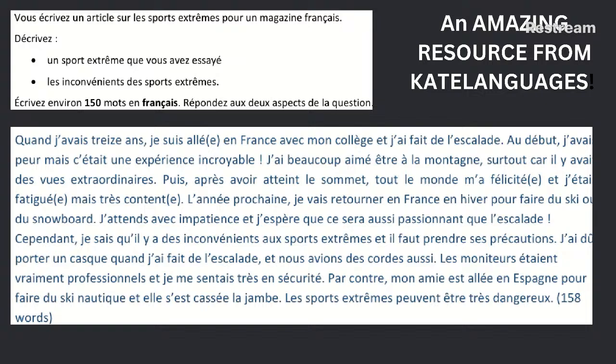Et il faut prendre ce précaution. J'ai dû porter un casque quand j'ai fait de l'escalade et nous avions de cordes aussi. Le moniteur était vraiment professionnel et je me sentais très en sécurité. Par contre, mon amie est allée en Espagne pour faire du ski nautique et elle se cassait la jambe. Les sports extrêmes peuvent être très dangereux. Okay.